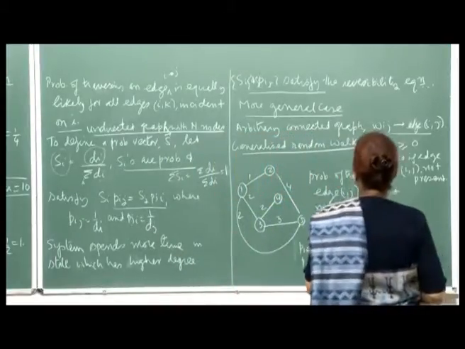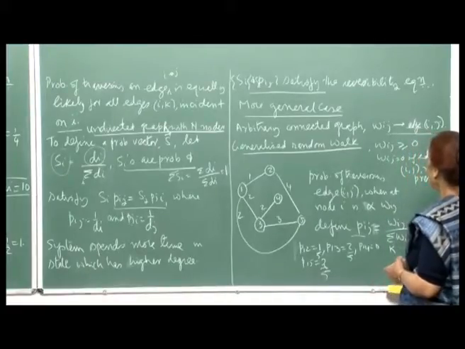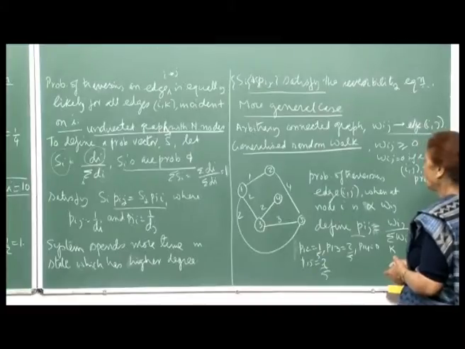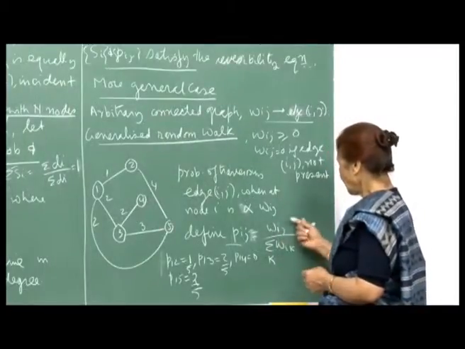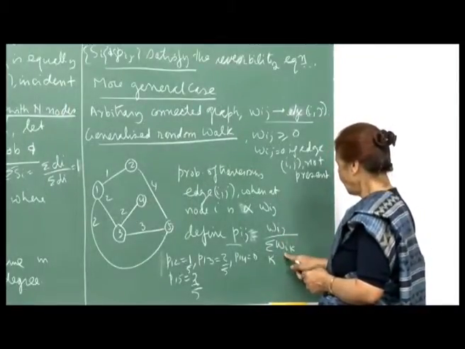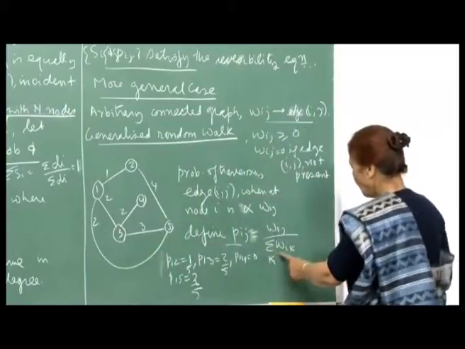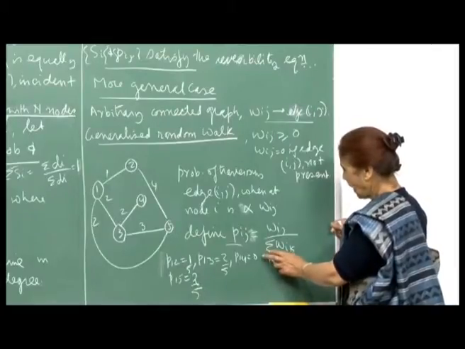Now let us talk about the generalized random walk, where we will have weights attached to the edges, and the weights will be 0 whenever the edge is not present. Then we define the probability of traversing an edge as Wij divided by the total weights of the edges incident on that node, that is, sigma Wik, summation with respect to k. So, you add up all the weights.